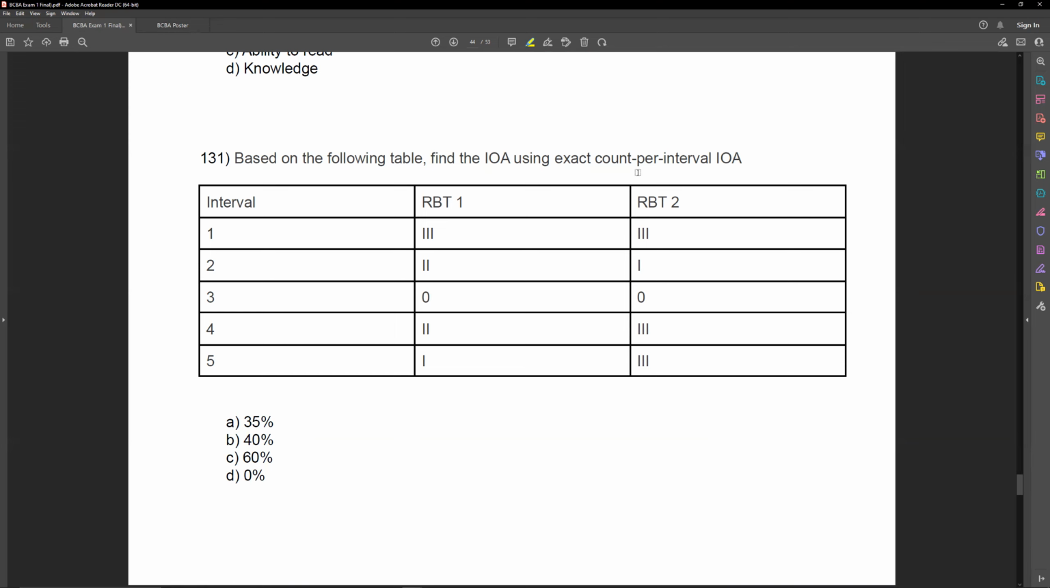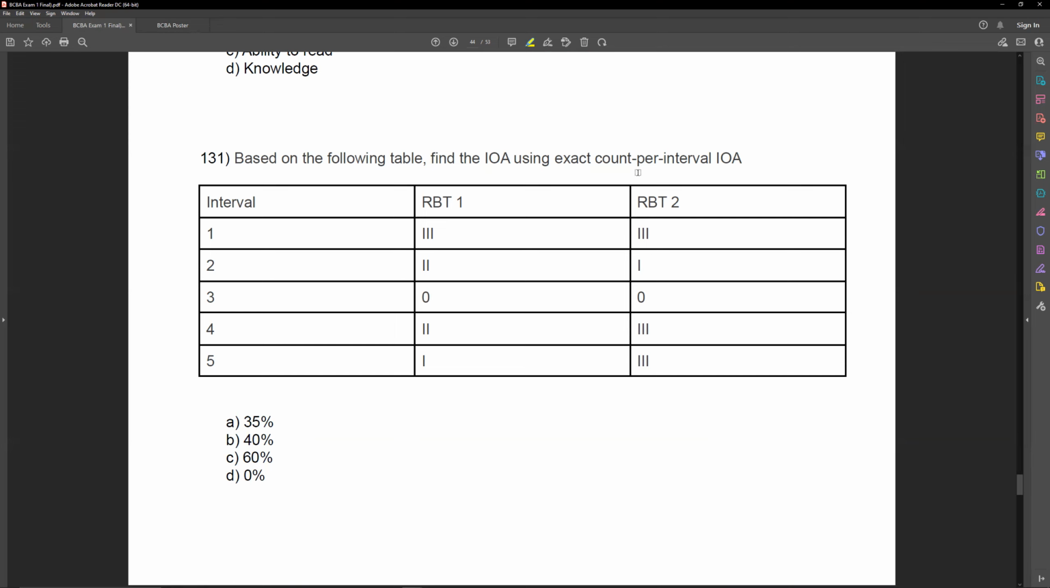We have 1. Interval 2, RBT1 is 2, RBT2 is 1. That is not the exact count match. We will not count that. Interval 3, 0 and 0. That is an exact count. 4 and 5, 2 and 3, 1 and 3, not an exact count.